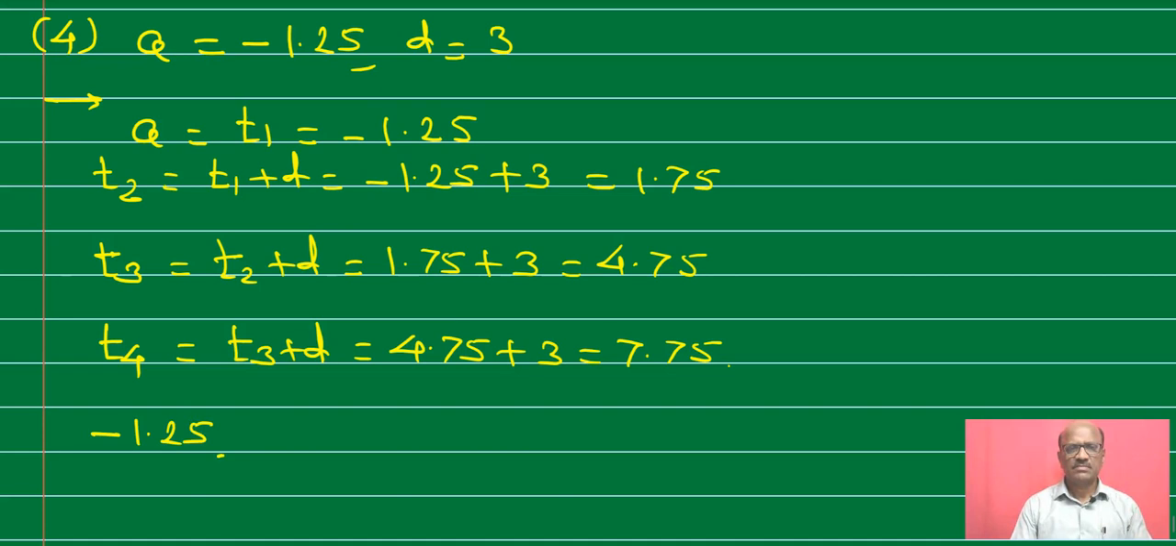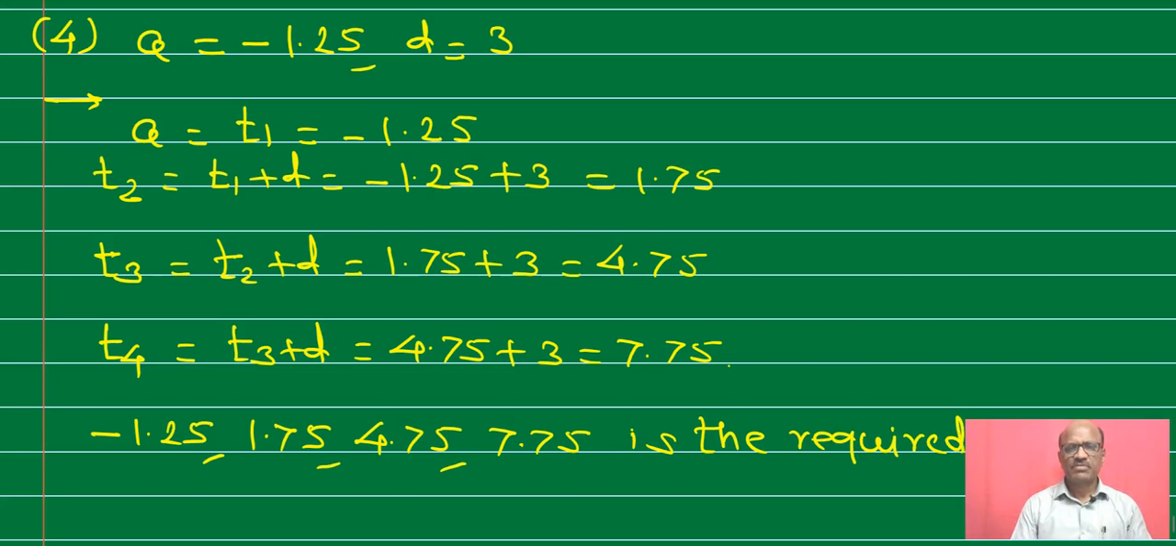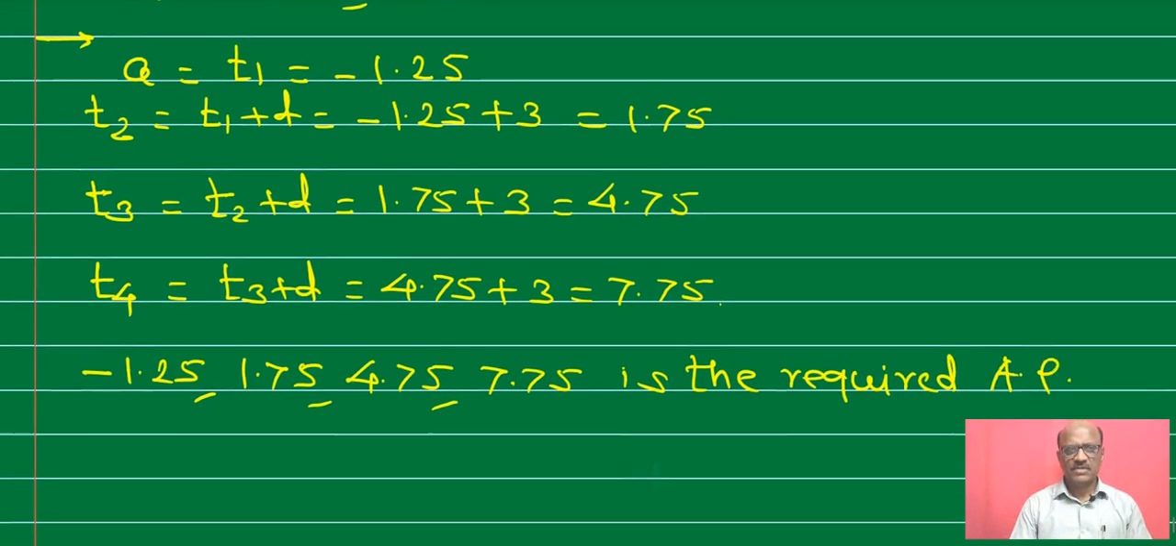And in this way, the terms are minus 1.25, 1.75, 4.75, 7.75, which is the required AP.